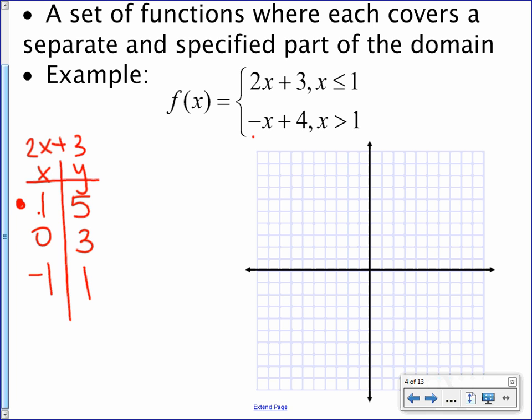So I'm going to plot those points. 1, 5 is a closed circle because we do include 1. We have 0, 3, and negative 1, 1. So we began our domain at 1, and we have everything less than or equal to 1. So there is that piece of our function.